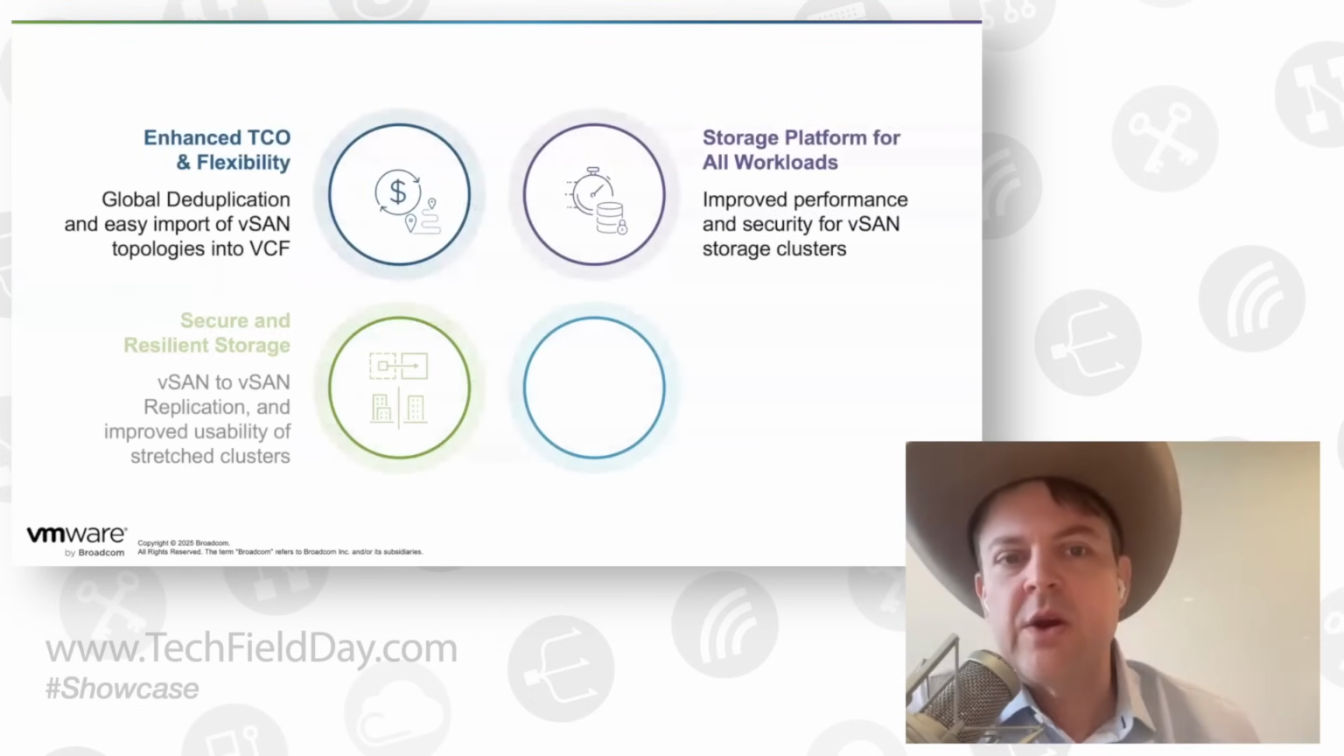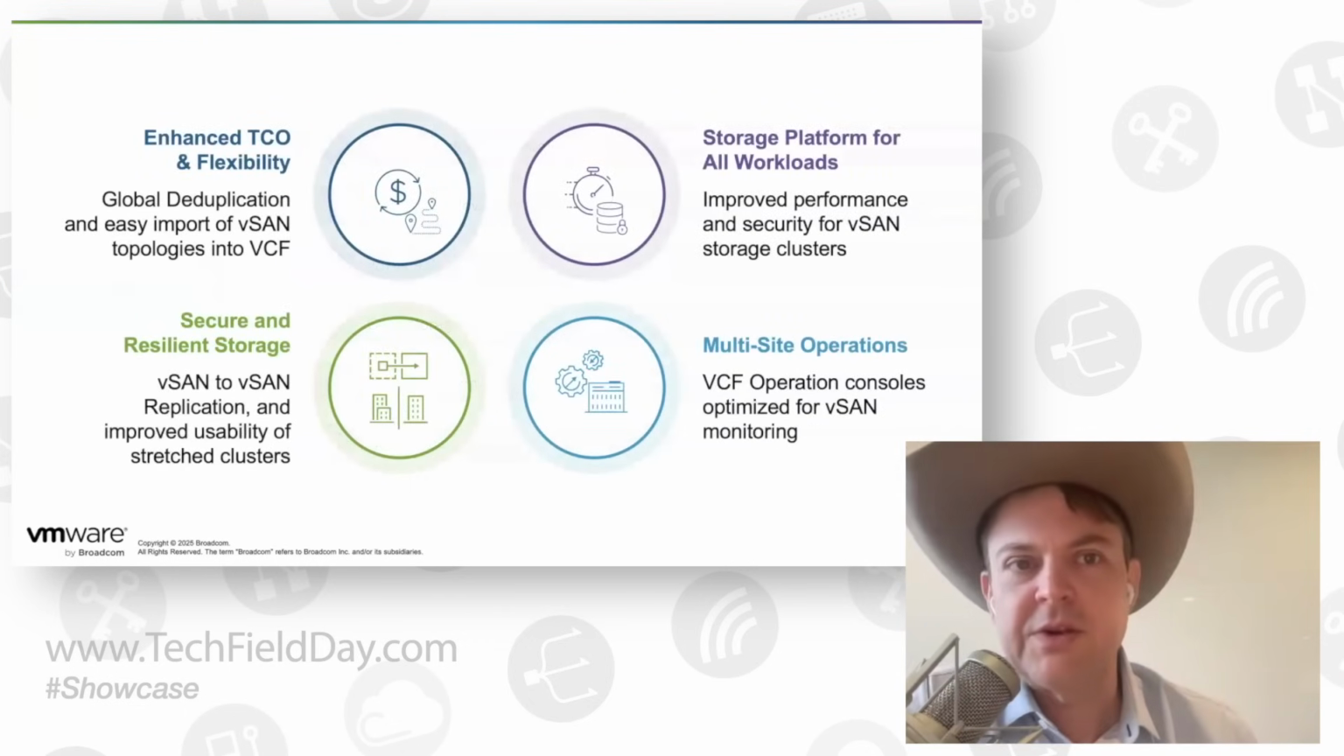Going over this at a high level, there are 4 major themes of improvement. We've got improving the cost of operations, driven primarily by the new global deduplication. We also are adding additional disaster recovery capabilities, vSAN to vSAN replication and integrations with live recovery. And then we also have new performance capabilities and general security improvements across the platform.